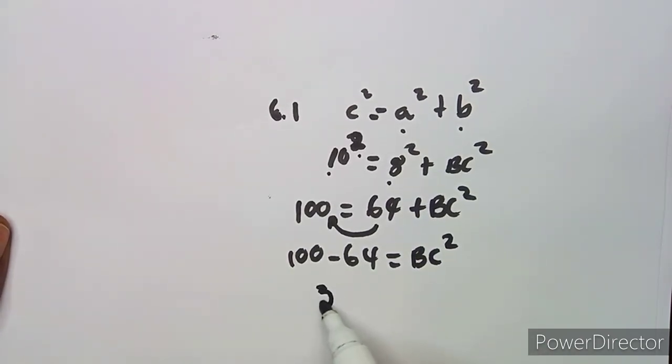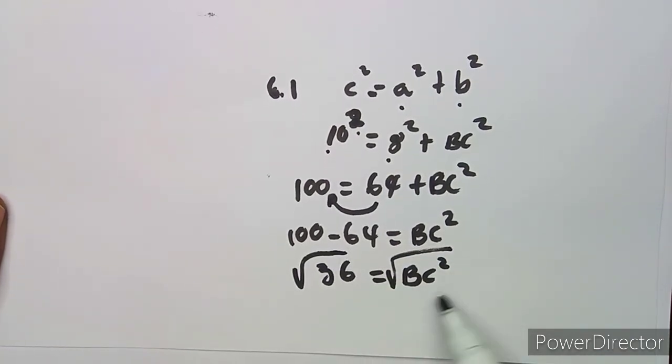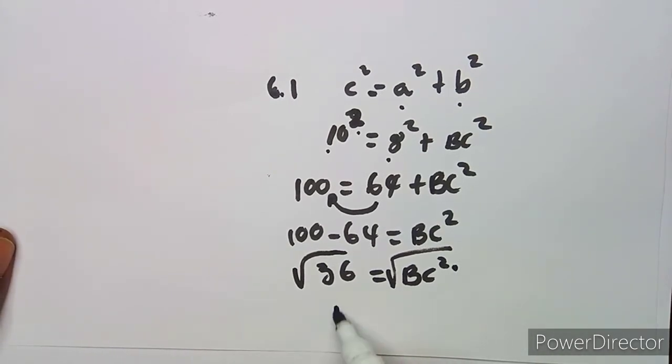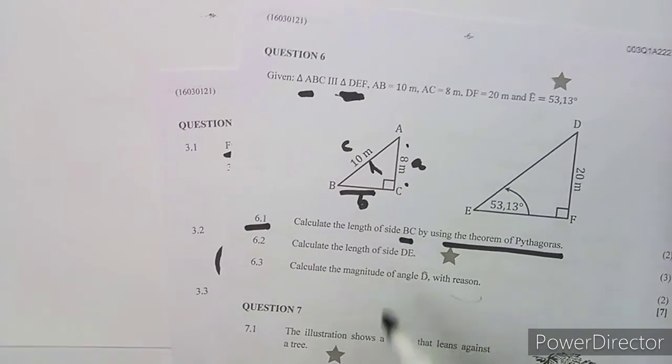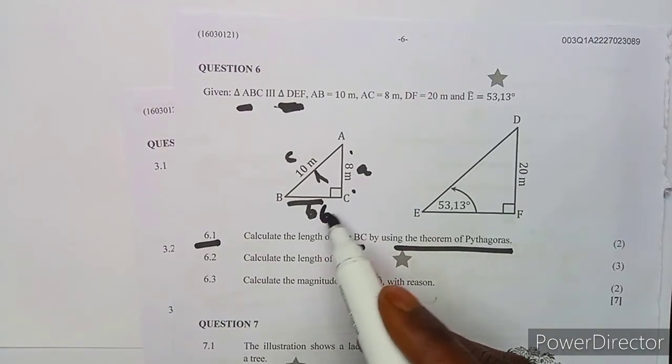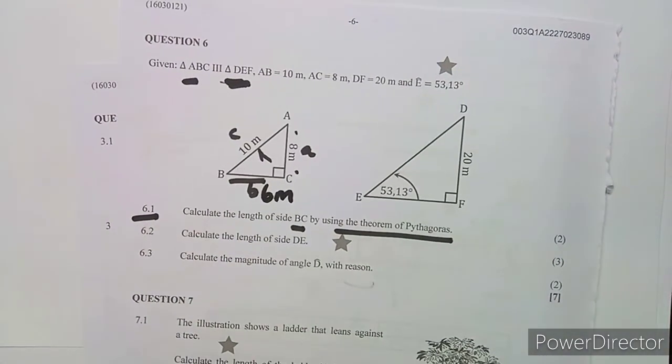So 100 minus 64, which is 36, is equal to BC squared. To find BC, we have to introduce the square root to remove the square. So therefore BC is going to be 6 meters. This is actually meters, from the dimensions that we are given in the other diagram. These are meters, so this is going to be 6 meters.